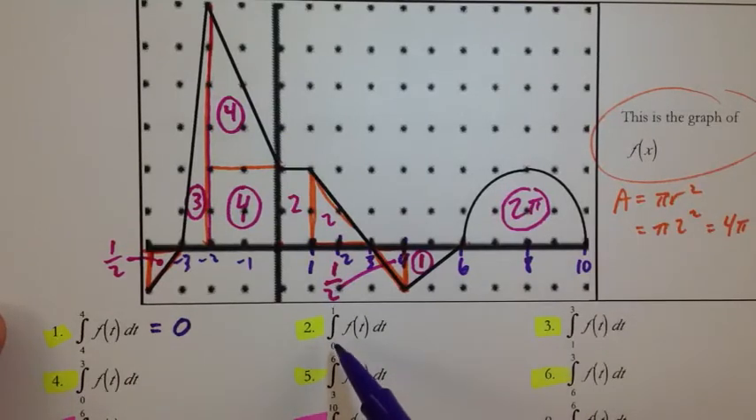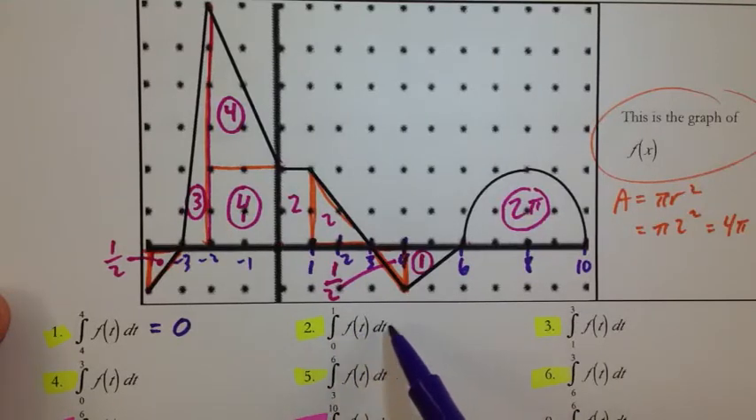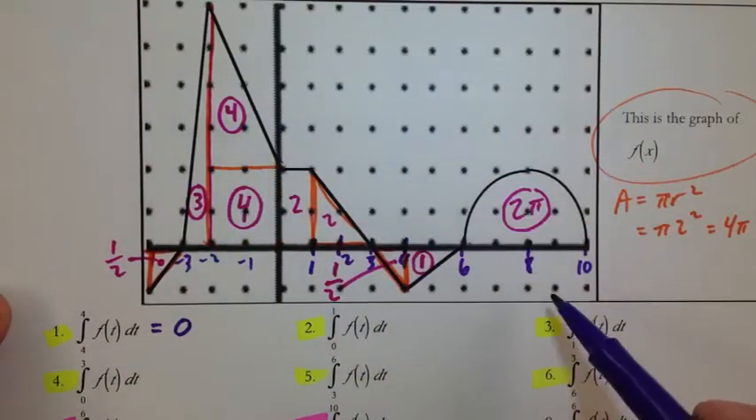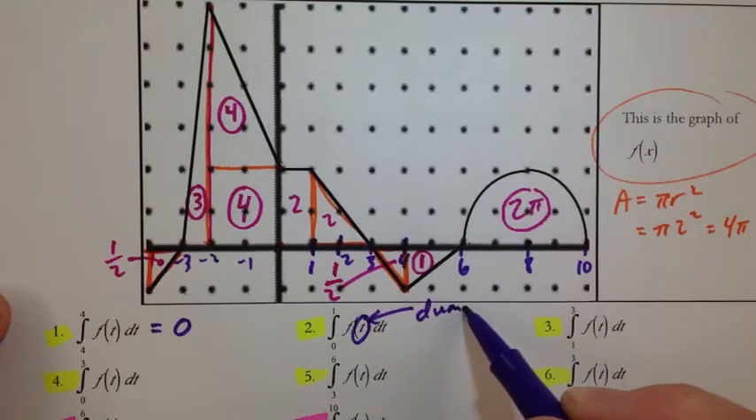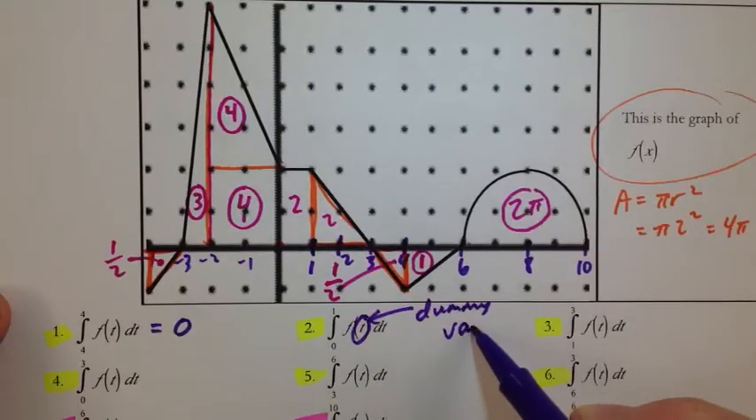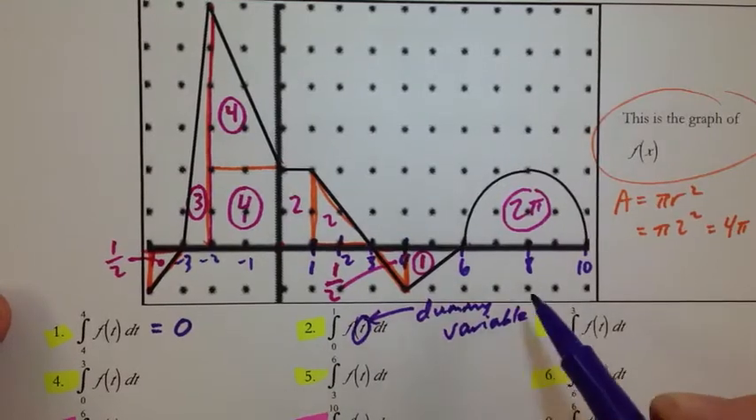Okay. Well, again, reading these integral problems is just going to take a little getting used to. We read this as the integral from 0 to 1 of f of t dt. Now, notice that this is the graph of f of x. This guy right here, I should point this out, is called a dummy variable. It doesn't matter what we use there.